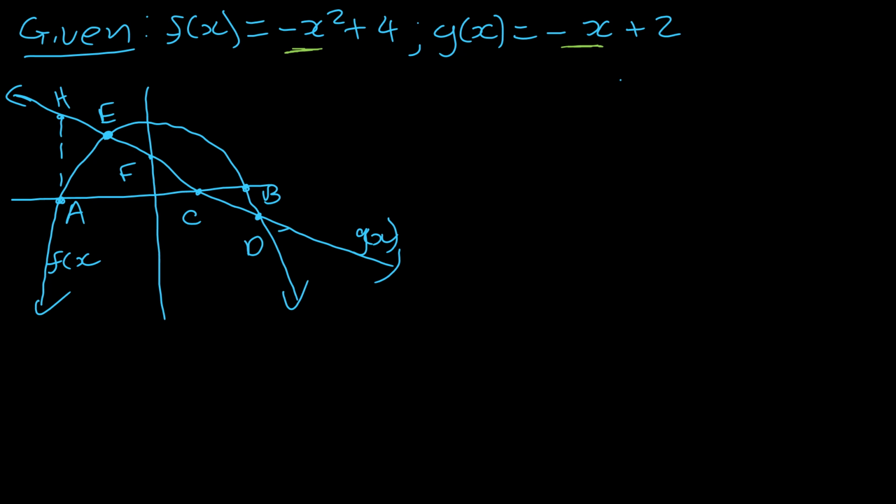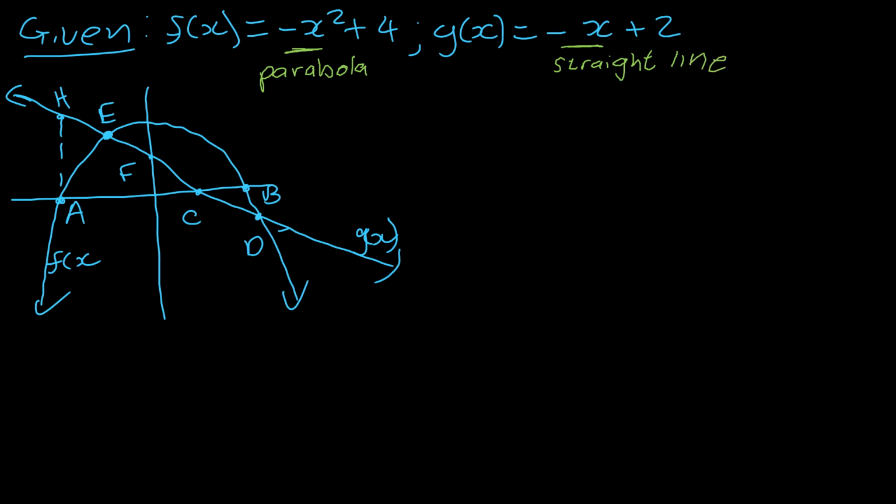So for instance, if we take a look at f of x, I see an x squared there. So immediately I know this is going to be a parabola. For g of x, I see something times x. The x doesn't have any weird exponents or so. So that tells me this is a straight line.